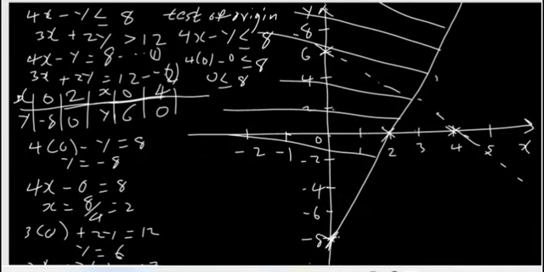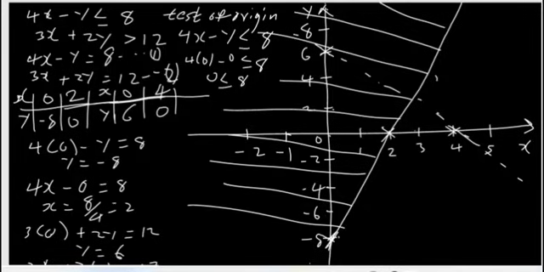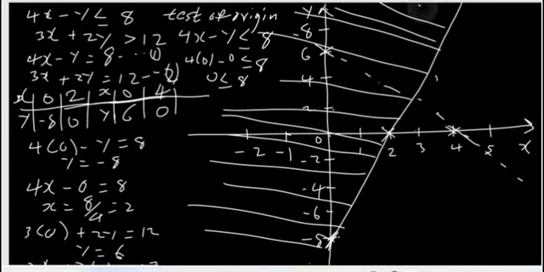This is the required area now, because it passed the test of origin there. So the origin is going to be part of the shading. So this is the required area. Simple. Now, for the second equation, we do the same thing.